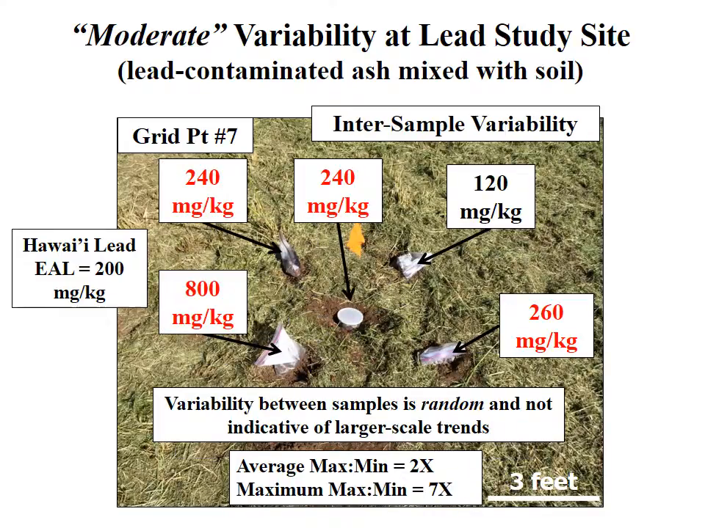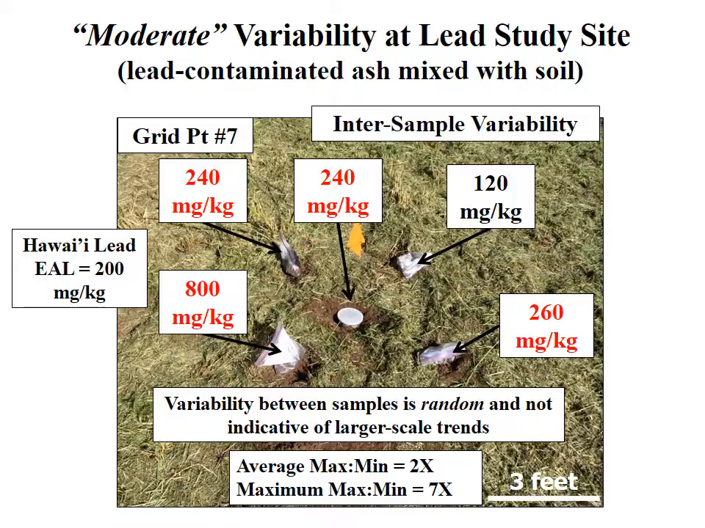Okay, let's look at the inter-sample variability. Same grid point, the lowest concentration of lead reported in the samples was 120 milligrams per kilogram, and then just 1 or 2 feet away, a concentration of 800 milligrams per kilogram is reported in the sample. And again, these aren't representing any large-scale trends. This is totally random around the grid point.